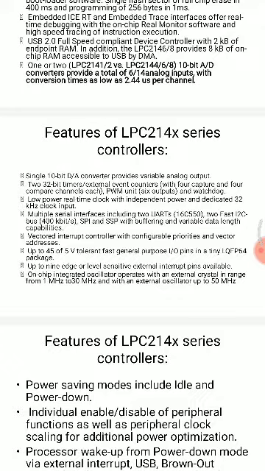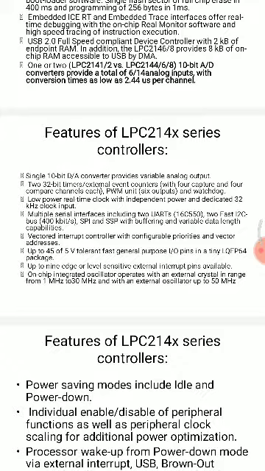pulse width modulator unit and a watchdog timer, low power real-time clock with independent power and a dedicated 32 kHz clock input, multiple serial interfaces including 2 UARTs and 2 fast I2C buses, with SPI and SSP with buffering and variable data length capability. Vector interrupt controller with configurable priorities and vector addresses. 5 volt tolerant fast general purpose IO pins, tiny LQFP64 package, up to 9 edge or level sensitive external interrupt pins.